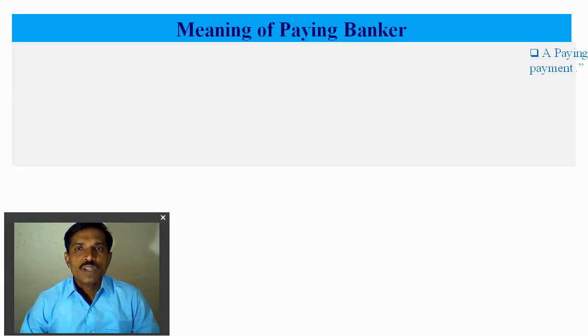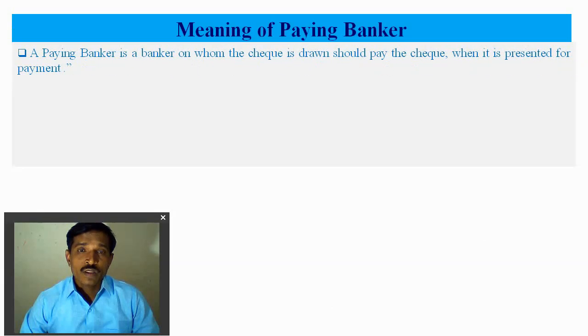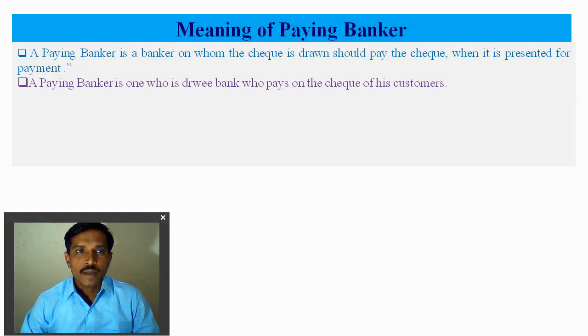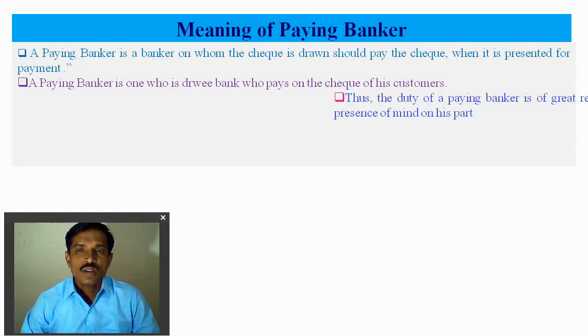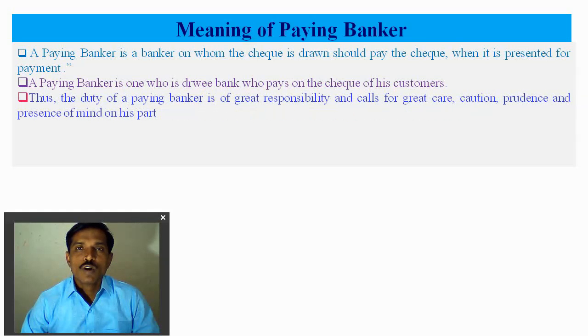So here we look at the meaning of the paying banker. What is meant by paying banker? A paying banker is a banker on whom a check is drawn, who should pay the check when it is presented for payment. It is called the payment bank or paying banker, like the drawee. A paying banker is the drawee bank that pays on the check of its customer. So on behalf of the customer, the paying bank pays the customer's check.